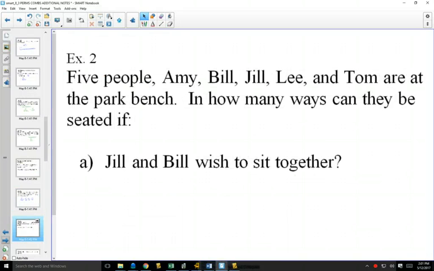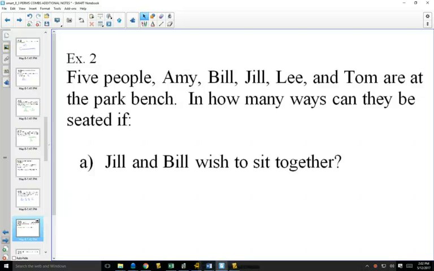All right. I think I mentioned it earlier, we might get a question with Bill. Here it is. So 5 people, Amy, Bill, Jill, Lee, and Tom, every week they go to this park bench and they sit down. But in this particular week, something's different, and Jill and Bill wish to sit together. It's a perfect springtime question. Okay, so how many ways can this be done?